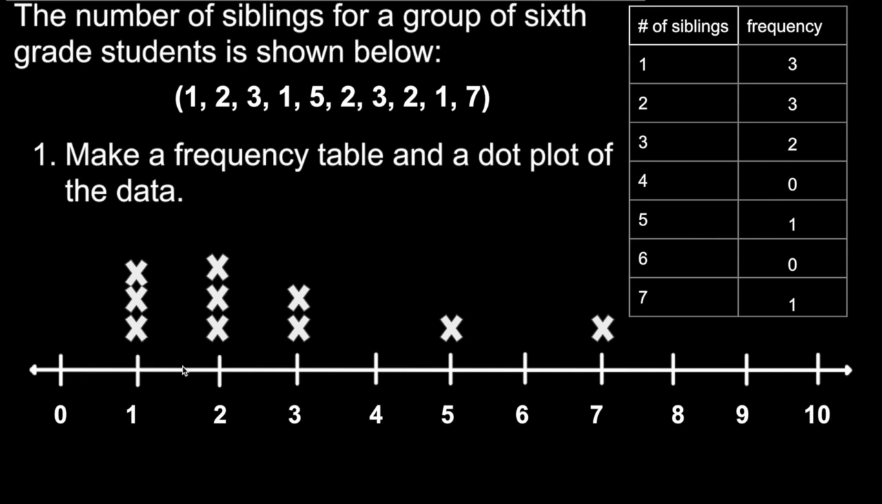In this case, I have 2 modes. So 1 and 2 are both modes because I have the most people. For both of those, they tied for first.